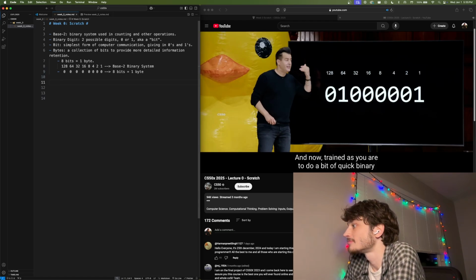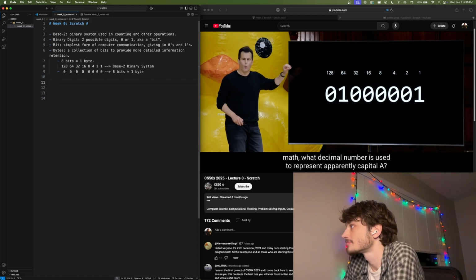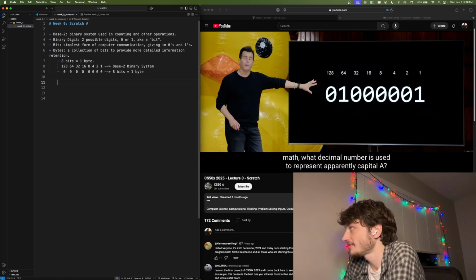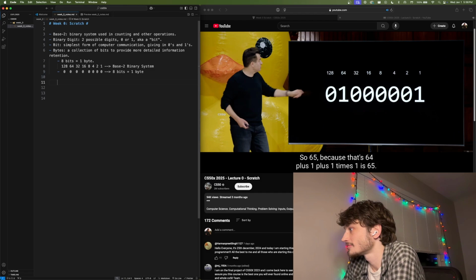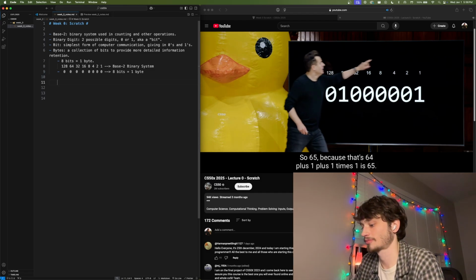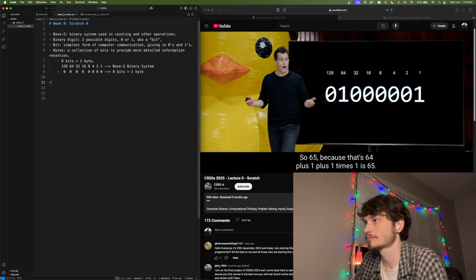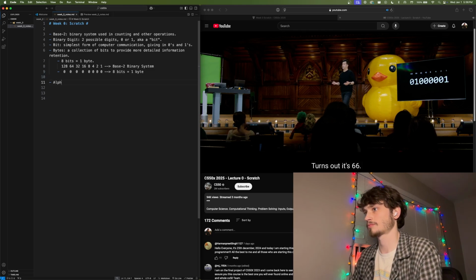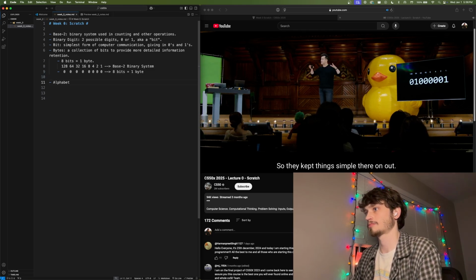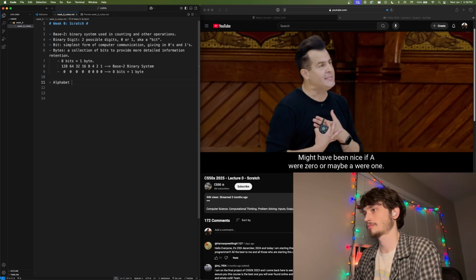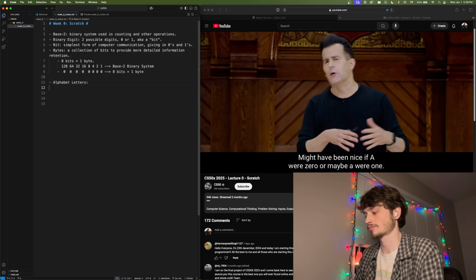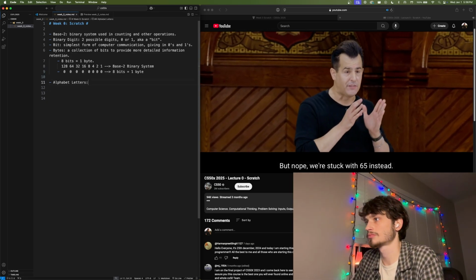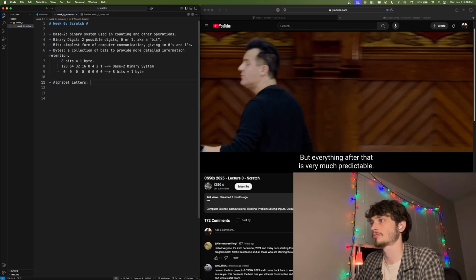And now, trained as you are to do a bit of quick binary math, what decimal number is used to represent apparently capital A? So 65, because it's 64 plus 1. Plus 1 times 1 is 65. What is B? Turns out it's 66. What is C? 67. So they kept things simple there on out. Might have been nice if A were 0 or maybe A were 1, but nope, we're stuck with 65 instead. But everything after that is very much predictable.